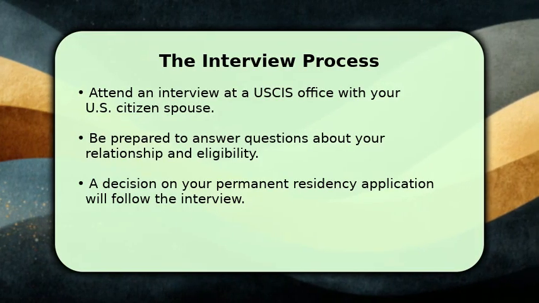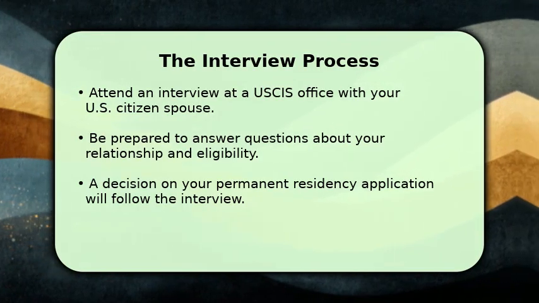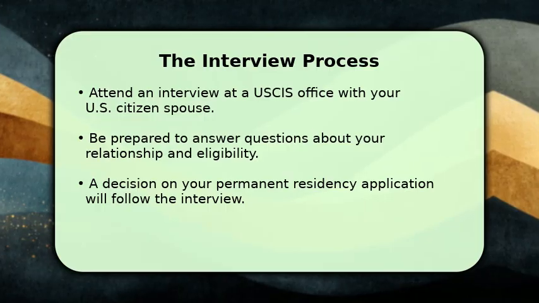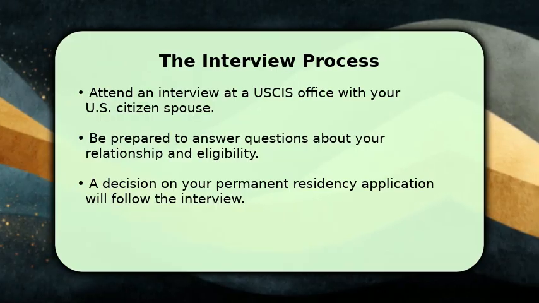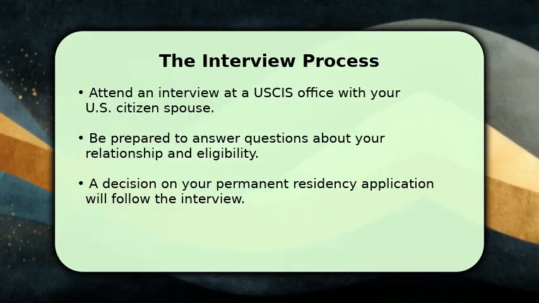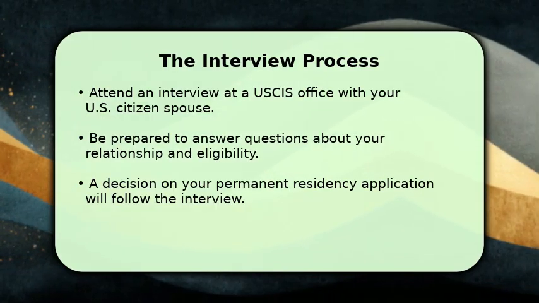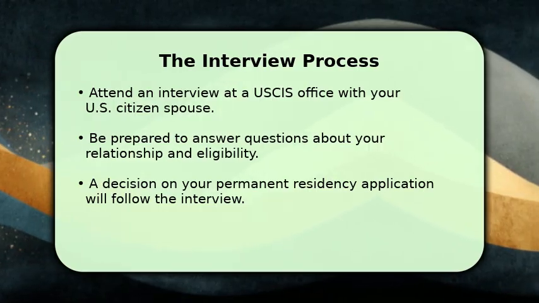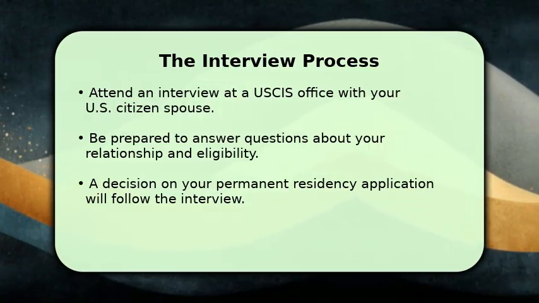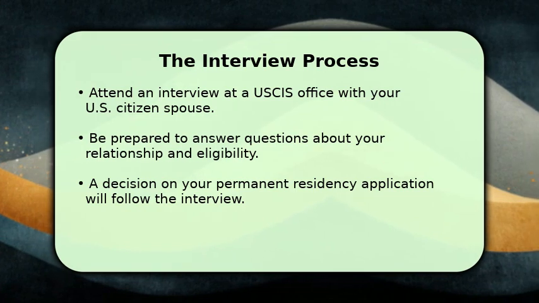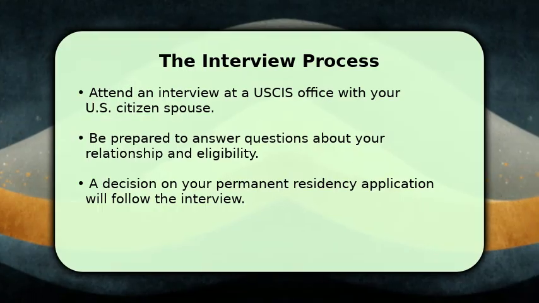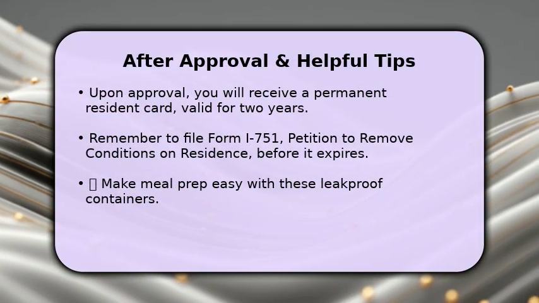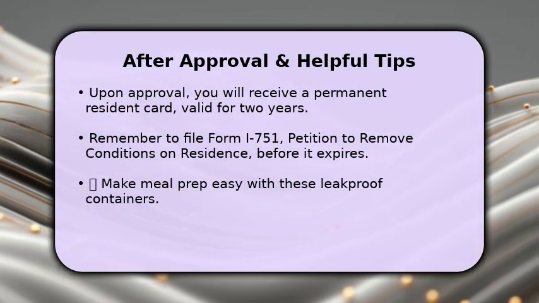After submitting your application, you and your U.S. citizen spouse will likely be scheduled for an interview at a USCIS office. This interview is a crucial step where an officer will ask questions about your relationship and verify the information in your application. Be honest and consistent in your answers. Following a successful interview, USCIS will make a decision on your adjustment of status application, hopefully leading to your permanent resident status.